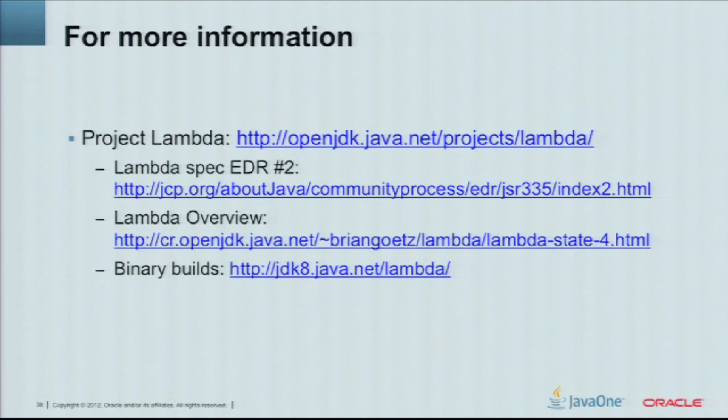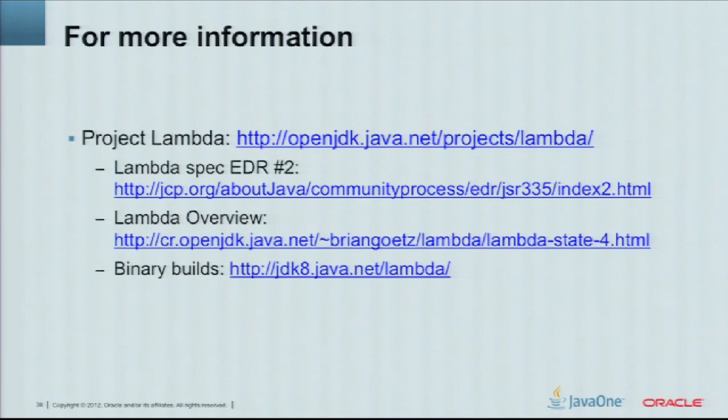So some places to go for more information. That's the URL I was just mentioning. The Project Lambda page on OpenJDK has all kinds of documents. And if you're interested in binary builds, you want to try this out, you can download them from this bottom URL here. And with that, I'd be happy to take questions.